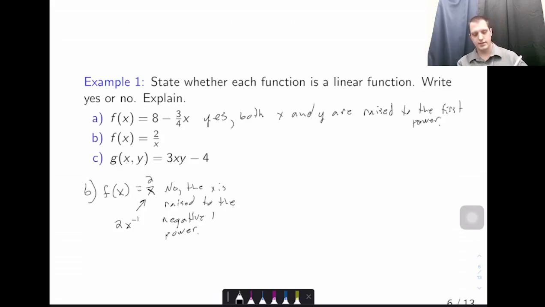And then lastly, we have C. So C doesn't really follow anything that we've done before. We've got an x times a y, and then we have this g of x, y thing. So I'm going to go ahead and just say no.